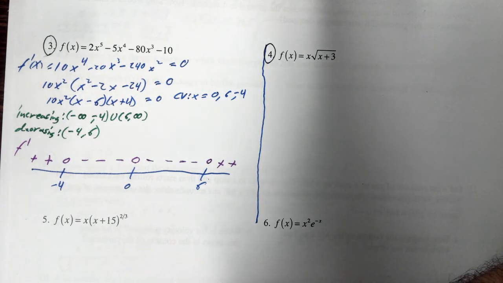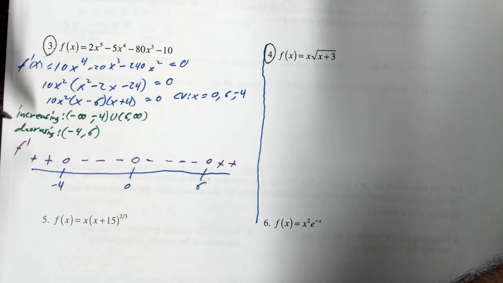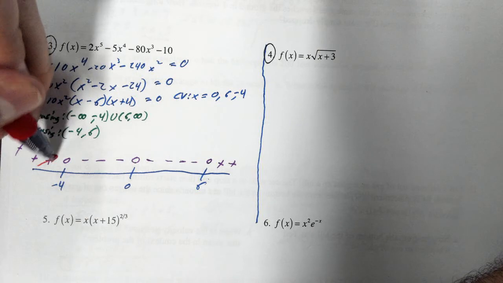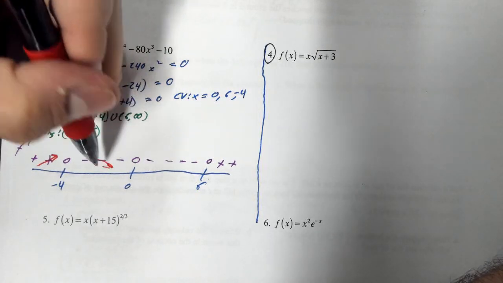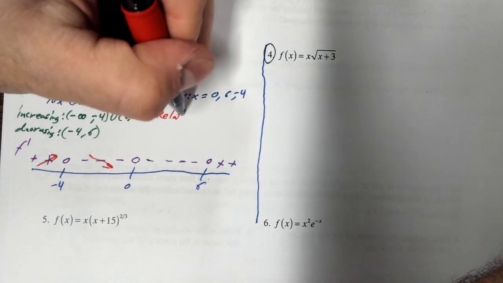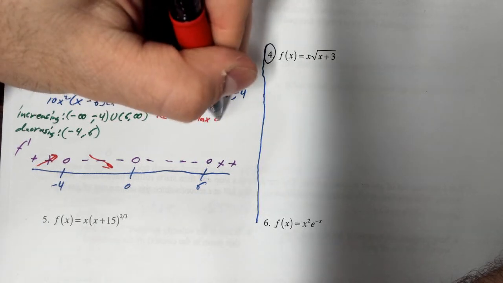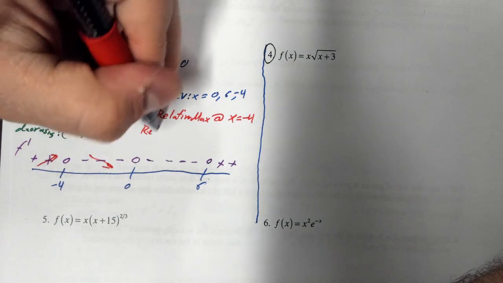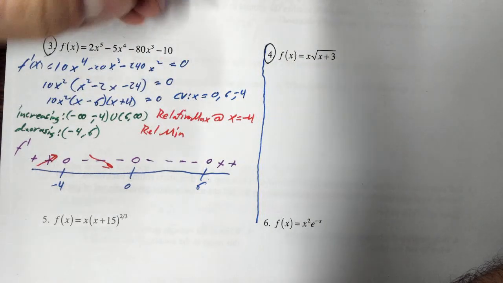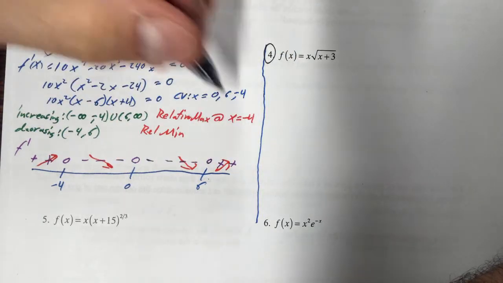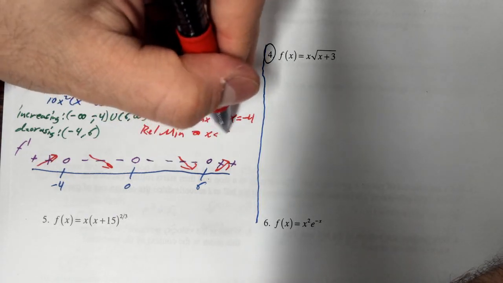Anywhere f prime changes sign, from positive to negative or negative to positive, is going to be a relative extrema. Notice over here, f prime is positive, meaning we're increasing. So it was going up, and then it changes to going down. So that is a maximum. We have a relative max at x equals negative 4. We have a relative min at x equals 6. See, over here we were decreasing, then it switched to increasing.